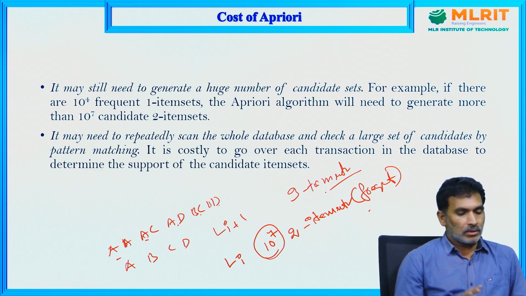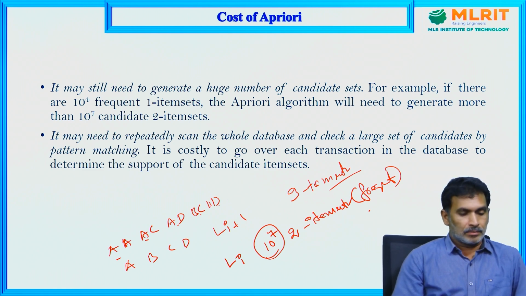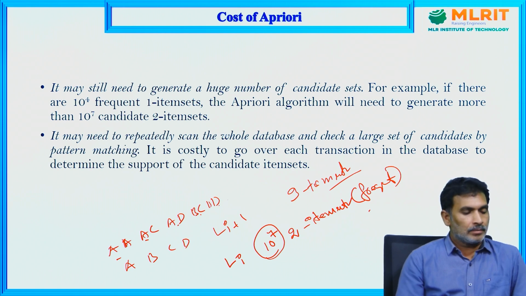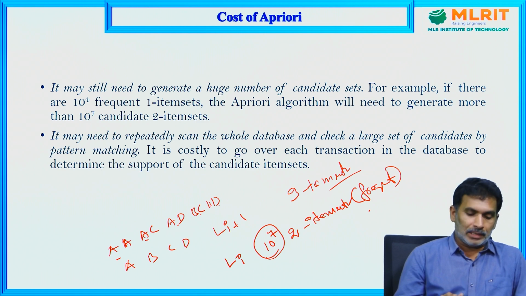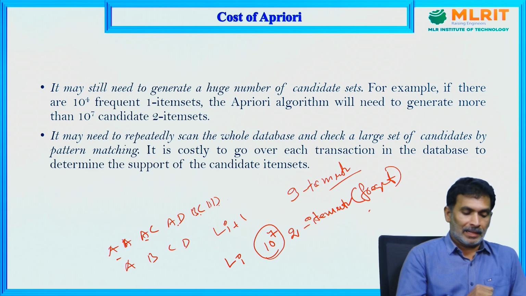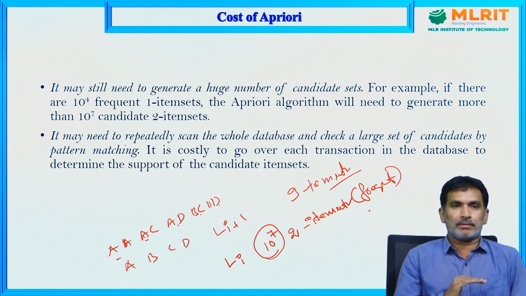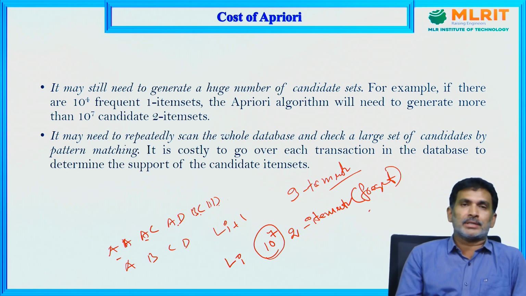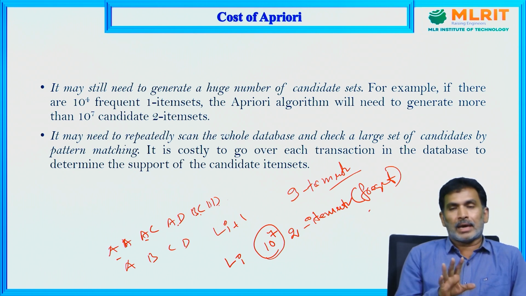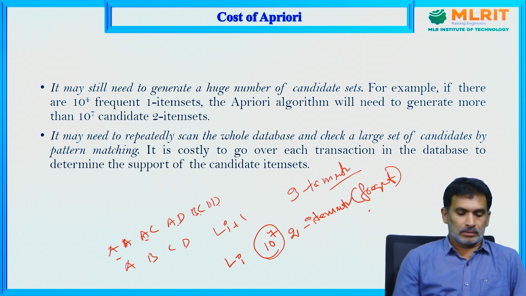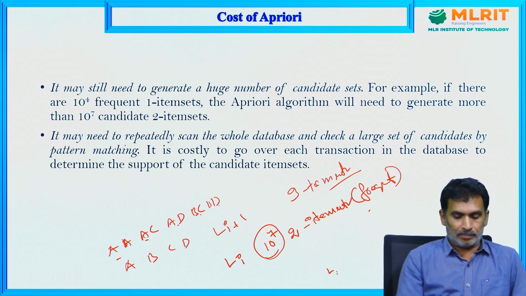So that is the complexity, because it needs to generate a huge number of candidate item sets. Second, it may need to repeatedly scan the whole database, because at every level we have to generate the candidate item sets. At the first level we have to find the frequency of each item set. Suppose there are 10,000 item sets, for each item we have to calculate the frequency by scanning the entire database. So that is one scan, level 1.